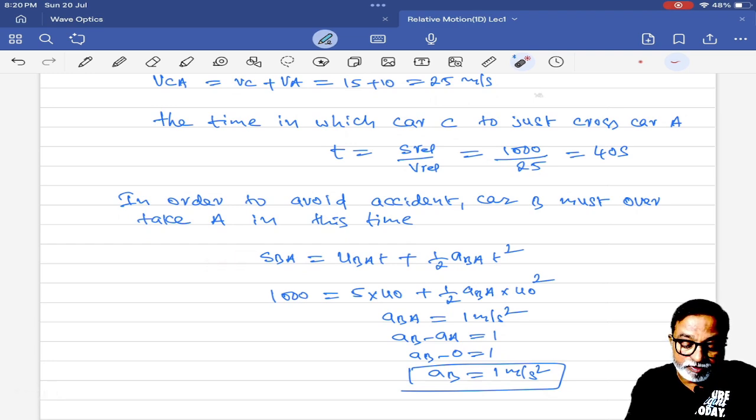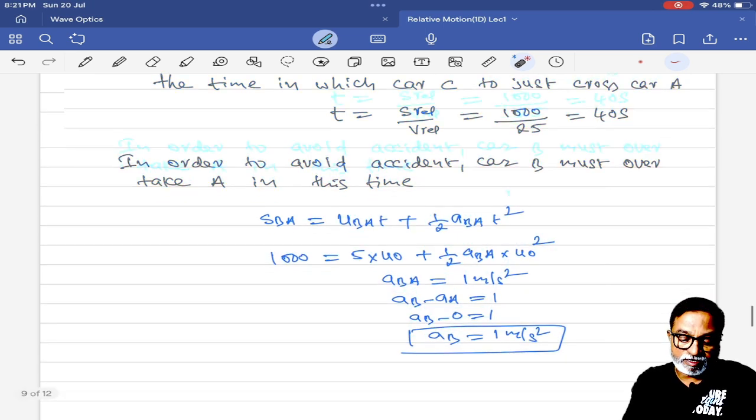Displacement of B with respect to A, UBA into T plus 1 by 2 ABA T square. Here relative displacement is 1000, UBA is 5, time is 40, therefore 1 by 2 ABA 40 square. From this we can find out acceleration of B with respect to A is 1 meter per second square. Acceleration of B minus acceleration of A is equal to 1. But A is moving constant velocity, therefore acceleration 0. Therefore AB is equal to 1 meter per second square.